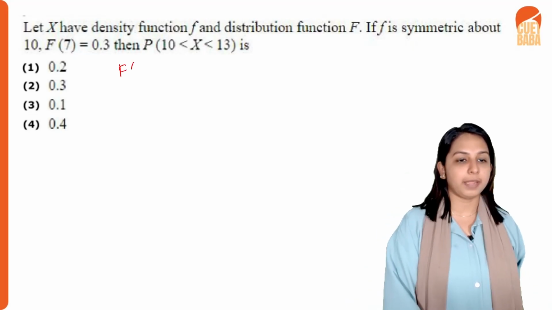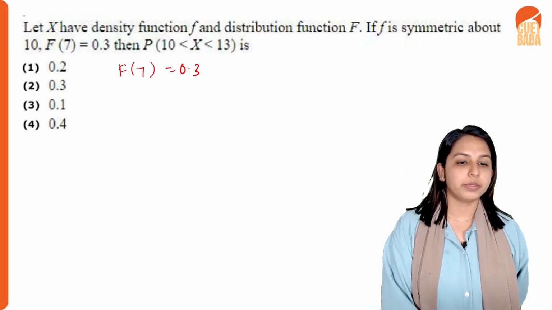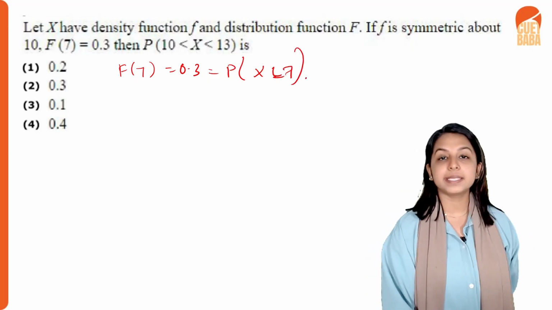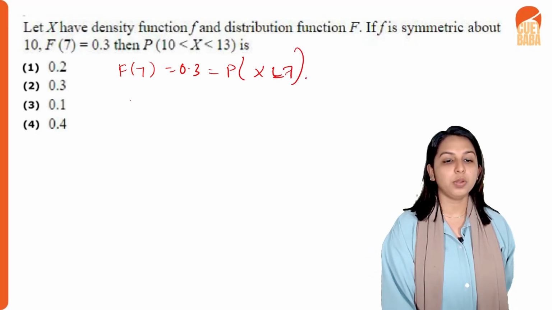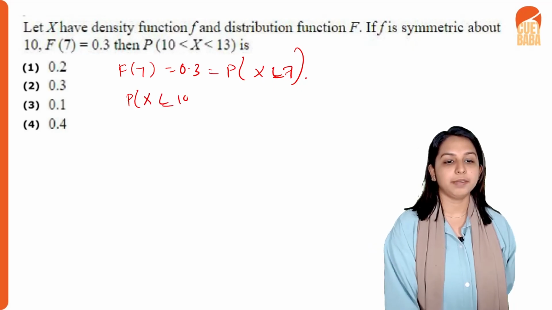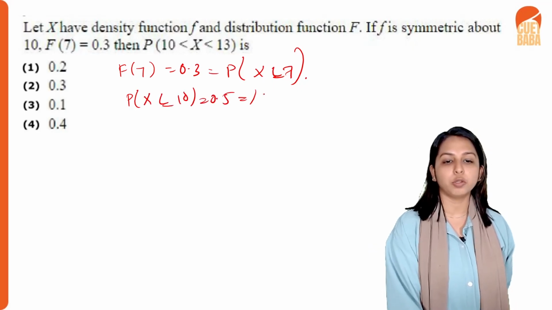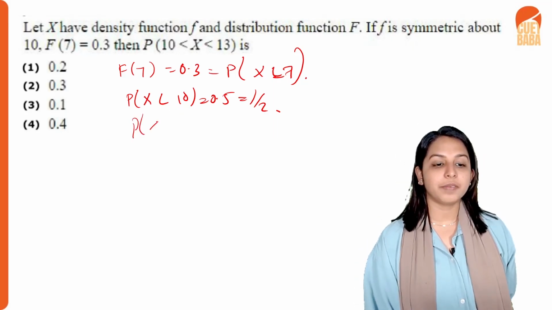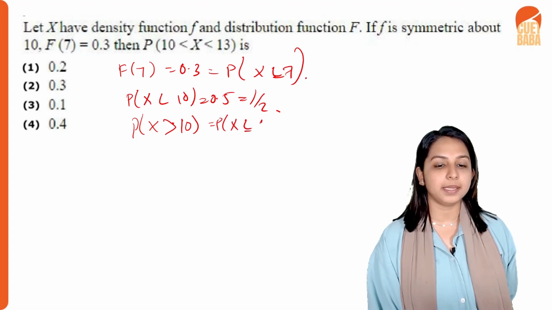Given that F of 7 is equal to 0.3, which is equal to probability of x less than or equal to 7. And it is given that f is symmetric about 10. So probability of x less than 10 will be equal to 0.5, or 1 by 2 we can write. Using this, and since it is symmetric, we can write probability of x greater than 10 will be equal to probability of x less than 10.